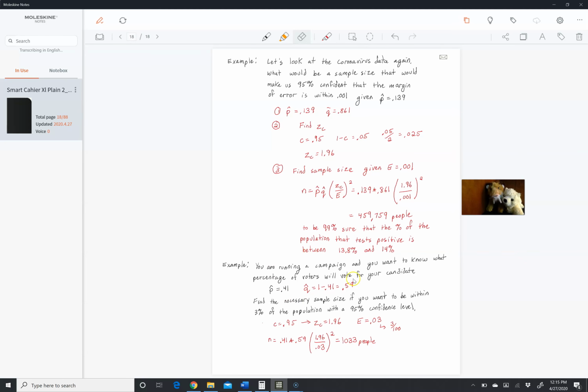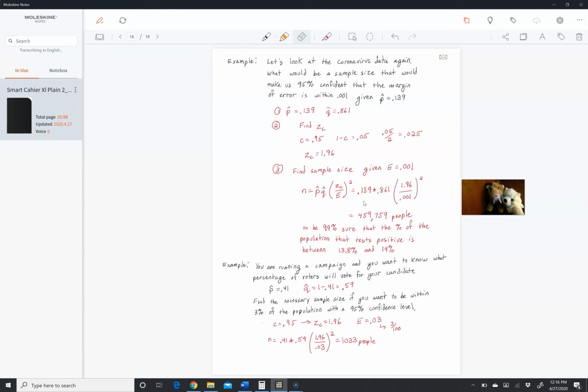In the case of this sample size, where they're talking about coronavirus data, 459,759 people may not have been realistic. So they might have said, well, we don't care about a confidence interval where the margin of error is 0.001. It's okay if the margin of error is 2.3%. So they figured out that to have a 2.3% margin of error, as opposed to this 0.1% margin of error, they only need 3,000 people, and that's a lot more realistic for the number of antibody tests that they have. Okay, they don't have close to 500,000 antibody tests.